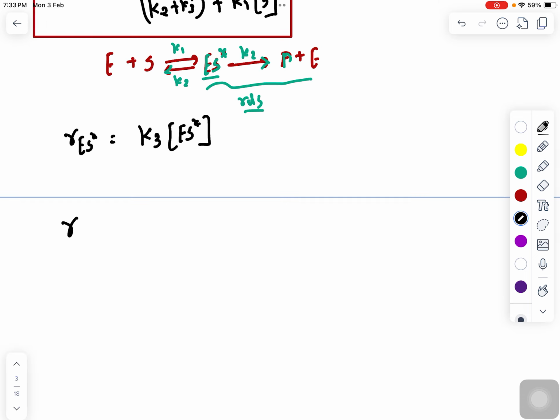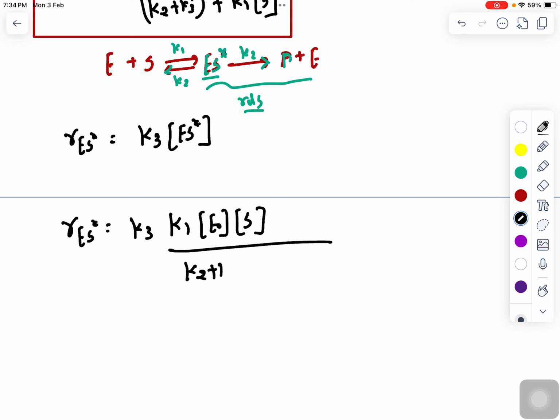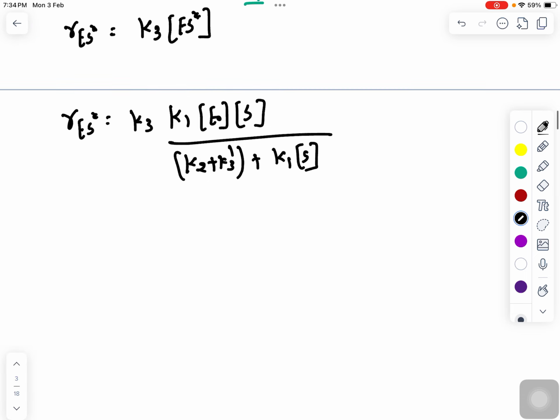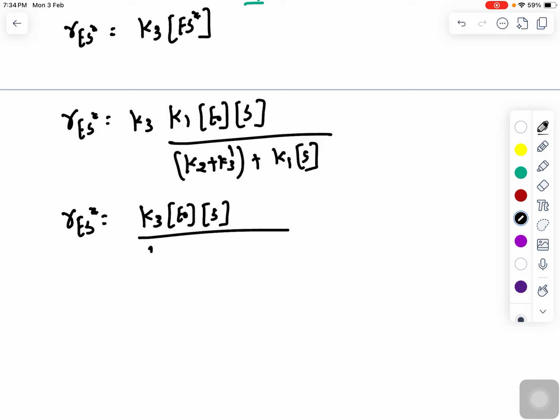So the concentration of ES star we have already calculated. So R ES star is equal to K3 and the concentration of ES, which is K1 concentration of E naught, the initial concentration of enzyme, multiplied with concentration of S divided by K2 plus K3 dash plus K1 and obviously concentration of S. Okay, so if I divide this by K1 in the numerator and denominator, I can write R ES star equals K3 concentration of E naught and concentration of S divided by K2 plus K3 dash divided by K1 plus concentration of S.